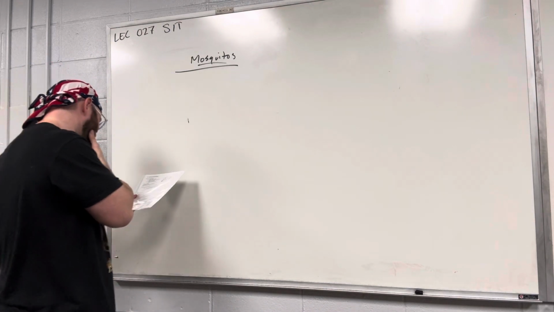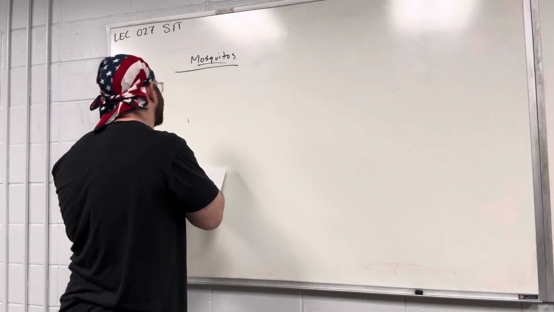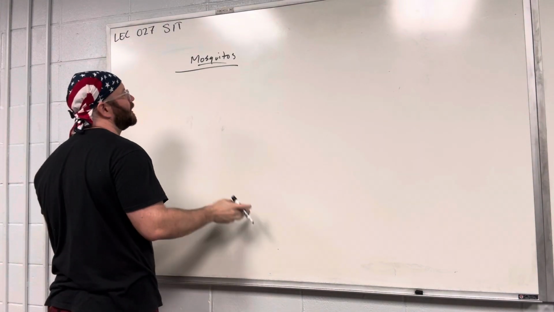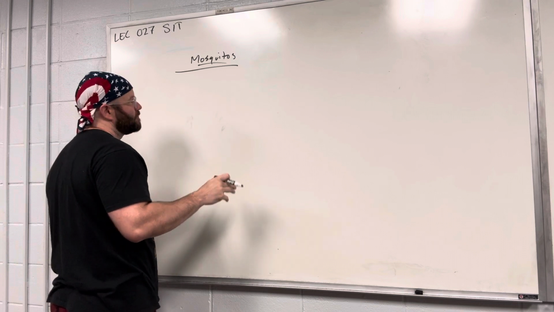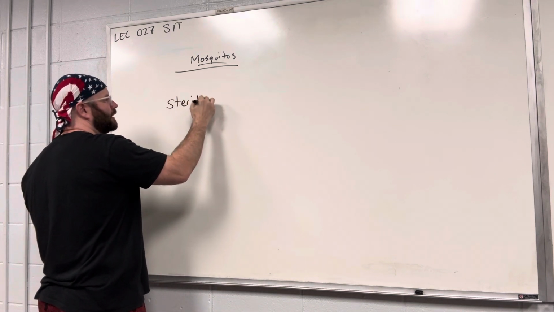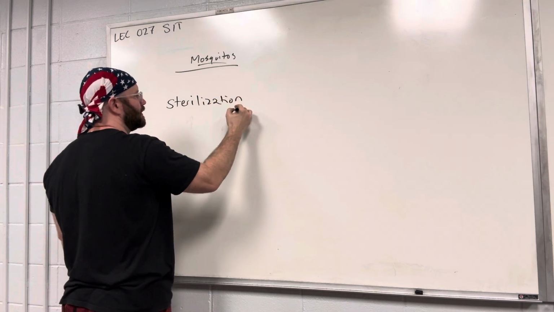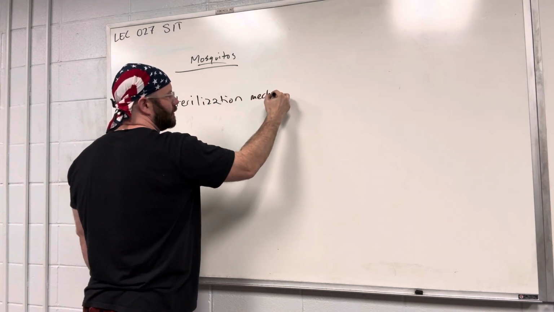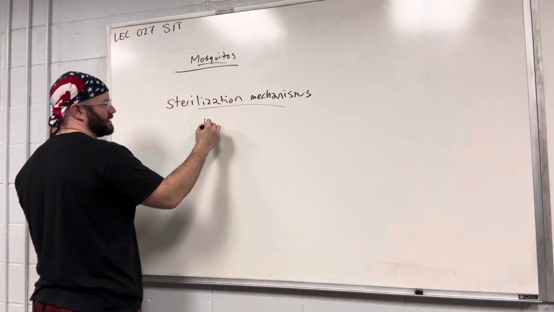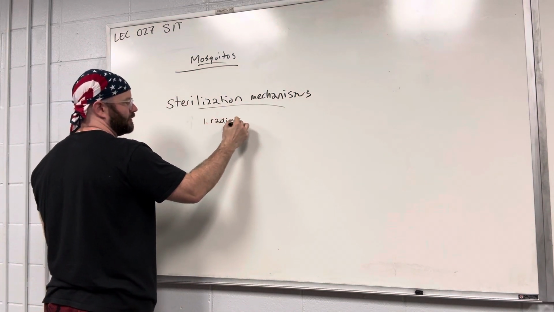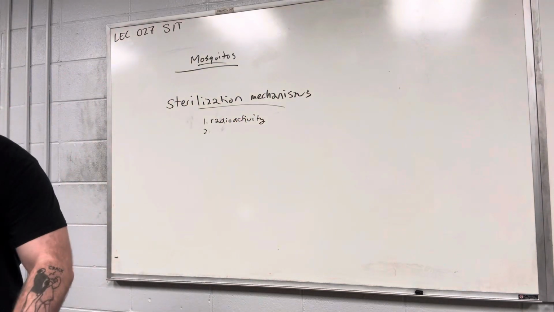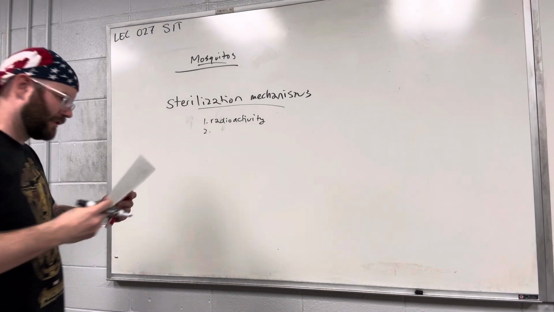Okay, let's see. So for mosquitoes, because the cobalt was not working very well, they had to figure out different ways to sterilize. So, sterilization mechanisms. There are other ways to sterilize. One of these is radioactivity. Other mechanisms of sterilization, I just wrote all these out.